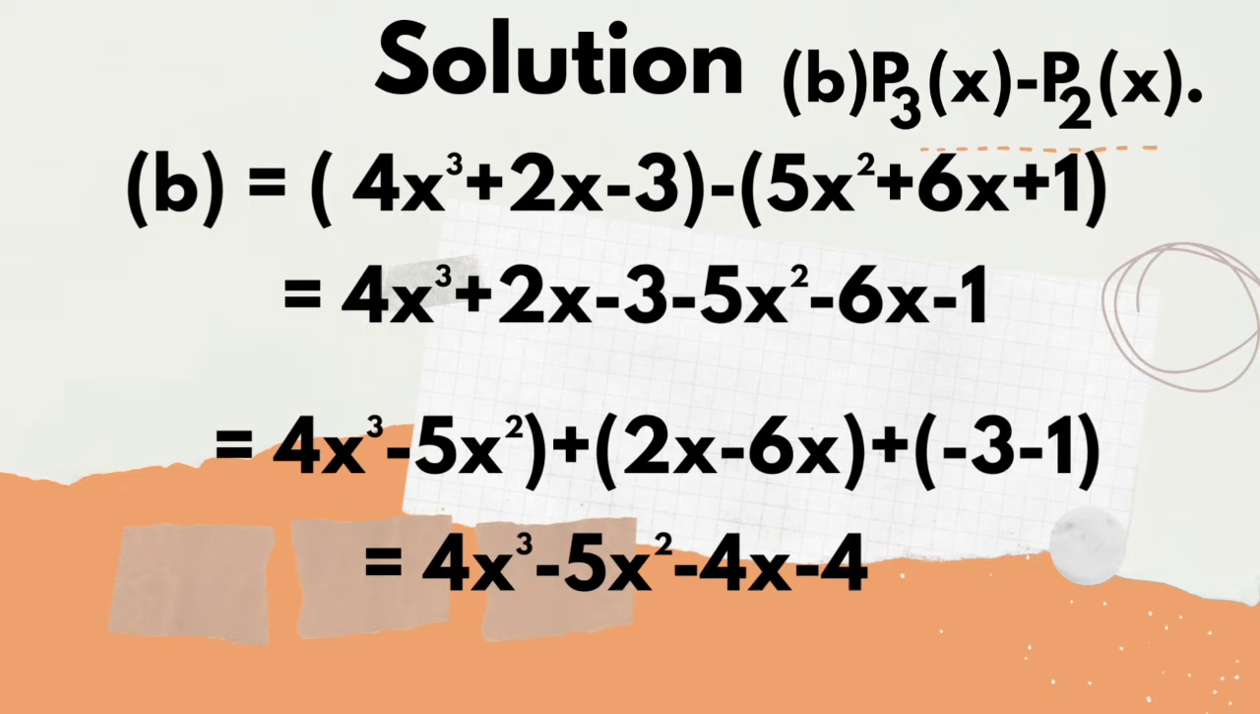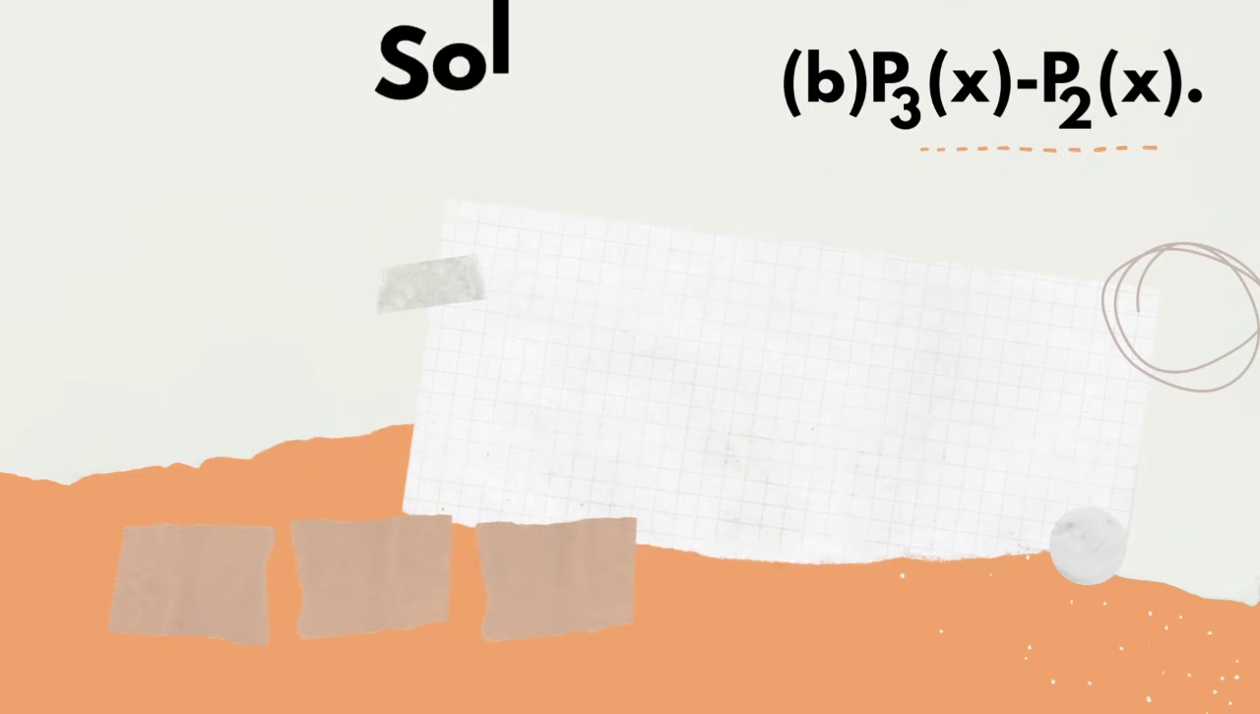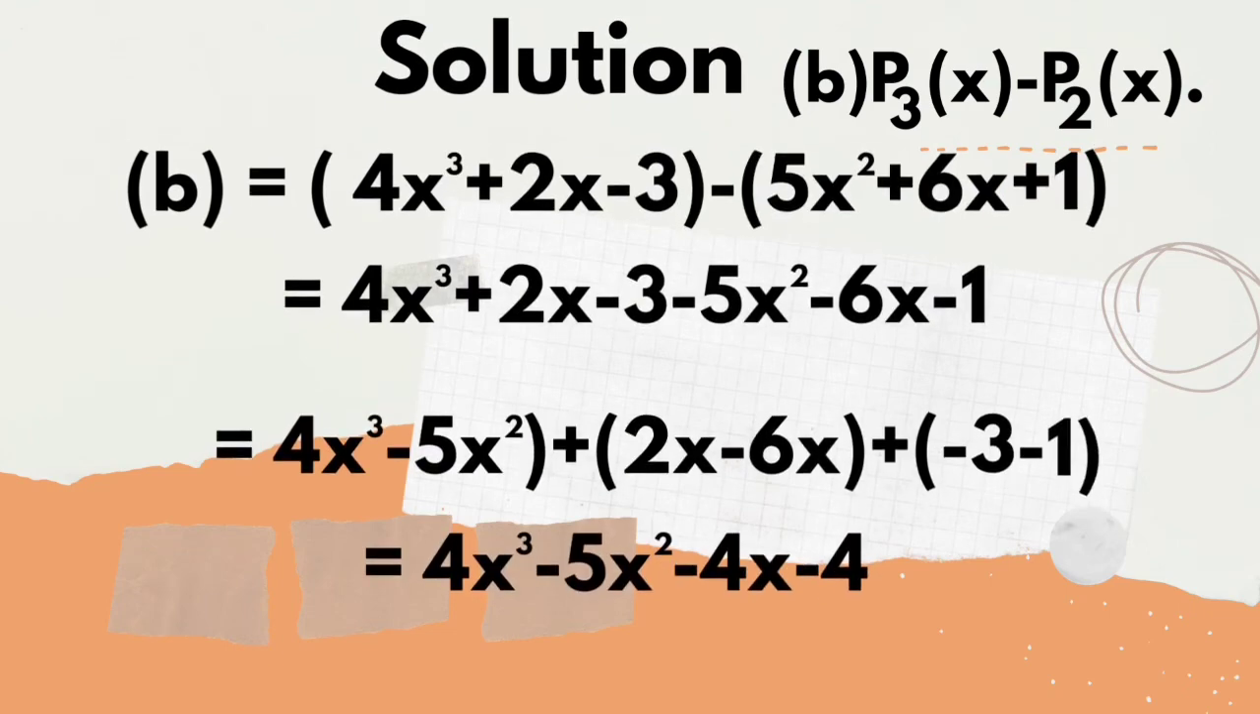When you collect the like terms, it becomes 4x raised to 3 minus 5x squared plus 2x minus 6x plus, in brackets, minus 3 minus 1. Minus 3 minus 1 gives us minus 4. 2x minus 6x gives us minus 4x, and minus 5x squared is also minus 5x squared. So the final answer gives us 4x raised to 3 minus 5x squared minus 4x minus 4.